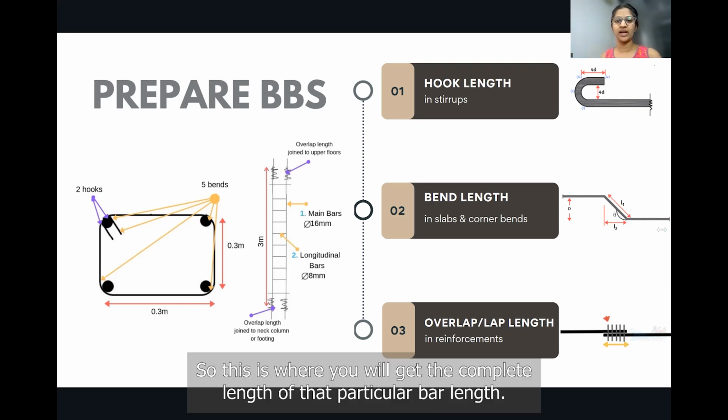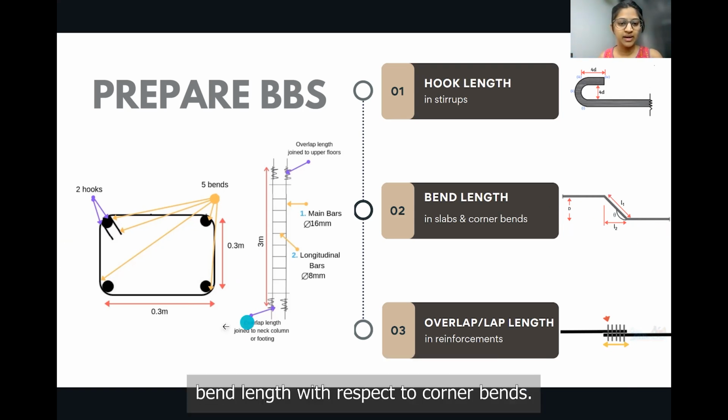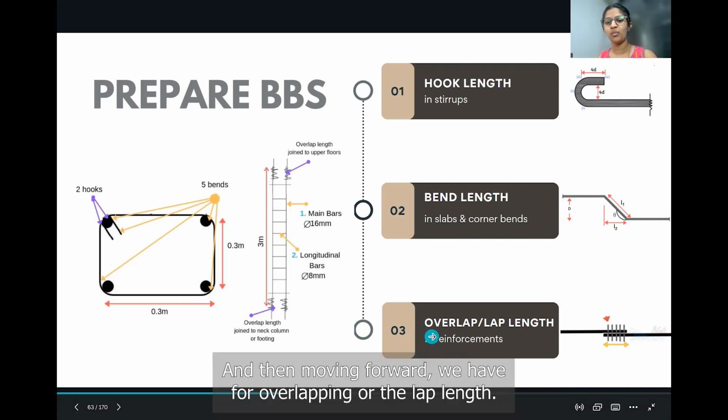So this is where you will get the complete length of that particular bar length. This is the bend length with respect to slab, and this is the bend length with respect to corner bends. That is the whole of what comes as the bend lengths. And then moving forward, we have the overlapping or the lap length.